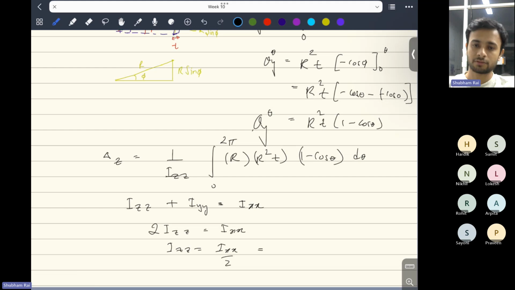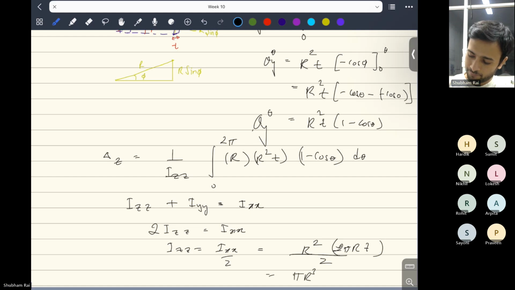And Ixx, generally the second moment of area, is the integral of r square dA. So r is the radius, and you integrate dA, so you get the total area of the cylinder, which is 2 pi r t, right? And divide by 2, so finally you'll get pi r cube t. This is your Izz.